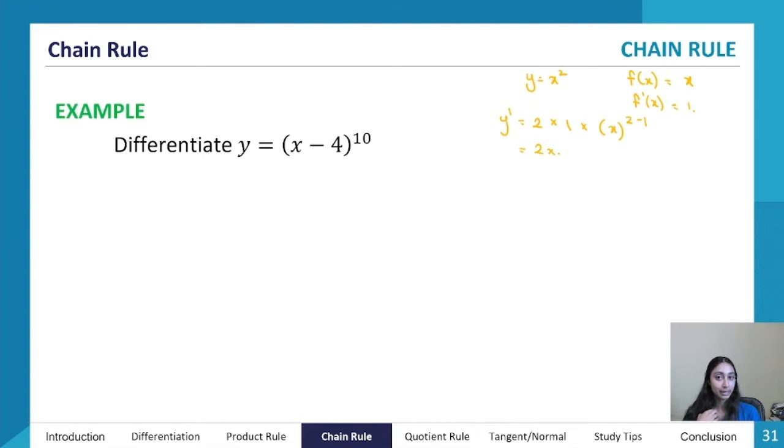Differentiate y is equal to x minus 4 to the power of 10. Let's define our f of x. So f of x is equal to x minus 4. So f dash of x is equal to just 1. Okay, so let's do our final y dash, which will be equal to n, so the power, which is 10, times f dash of x, which will just be 1, times f of x, x minus 4, to the power of n minus 1, so 10 minus 1, which gets me to 10 times x minus 4 to the power of 9.